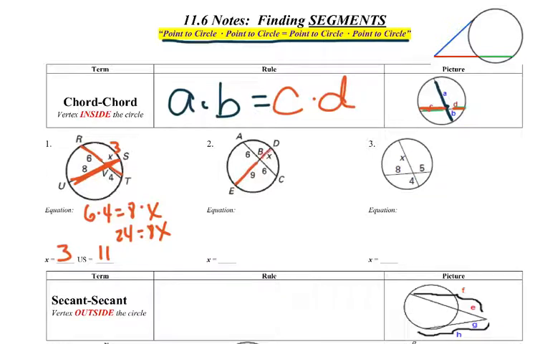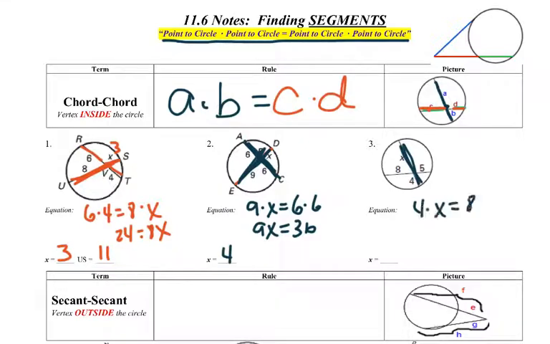9 times x, you could do it in 2 colors if you want, equals 6 times 6. The only mistake that people make is sometimes they mess up the order, so putting those segments in helps me. 9 times x equals 6 times 6, so x is 4 here. And similarly the last one, 4 times x equals 8 times 5, 4x is 40, x is 10. So that's chord. A times B equals C times D.